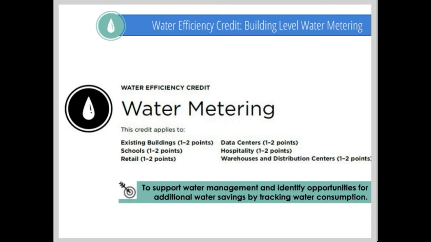Let's look at the associated credit, water metering. The credit applies to all project adaptations and is worth up to 2 points. The intent here is to support management and identify opportunities for additional water savings by tracking water consumption. Metering water usage by subsystem helps facilities managers better gauge a building's water efficiency. Submetering the major building water systems provides a way to formulate independent system baselines, track usage against those baselines, isolate and identify potential sources of waste, and take corrective action.